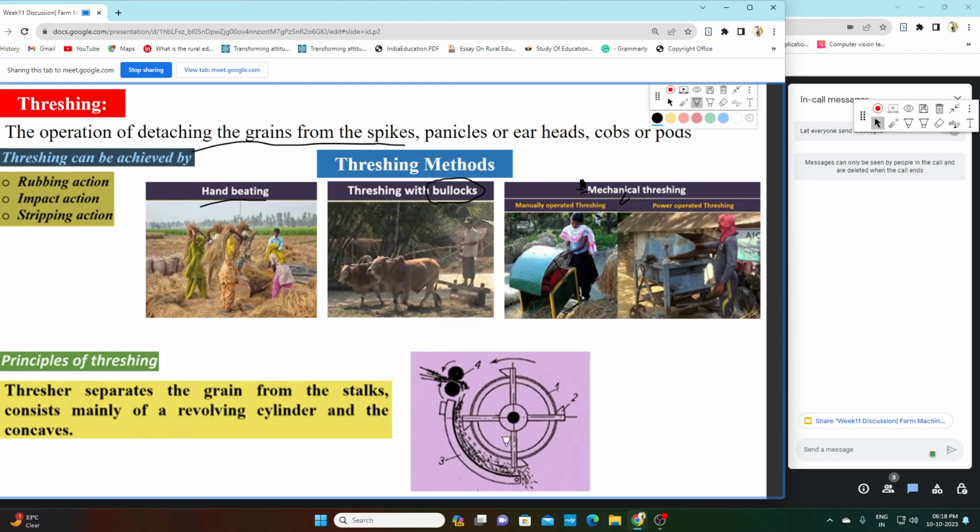Again, I am repeating. A thresher has two important components. One is a revolving drum, and second is the concave. These are the two important things for a thresher.